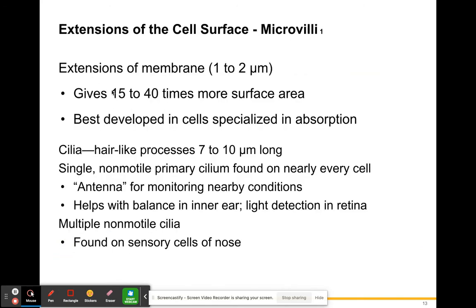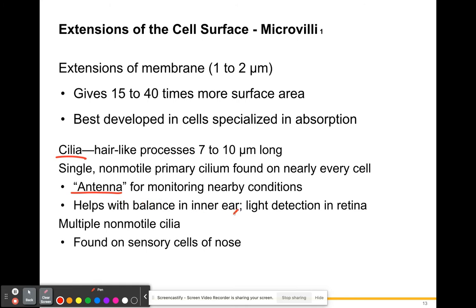There are some extensions to the cell membrane, which means things that come off of the cell membrane. One of them is called cilia, which are like little hair-like processes that come off of the cell membrane. They could be used like an antenna to monitor the conditions of the environment around them.